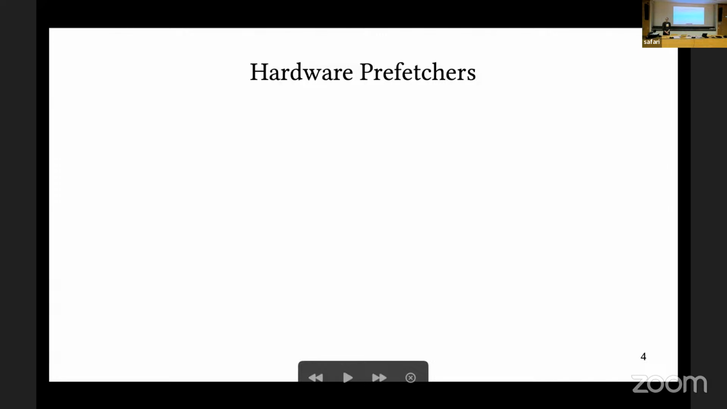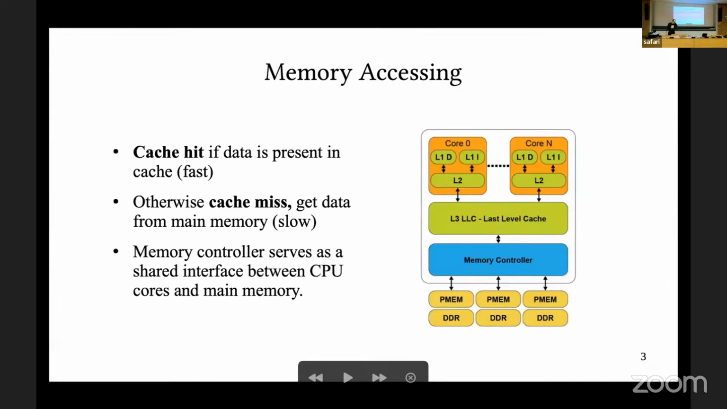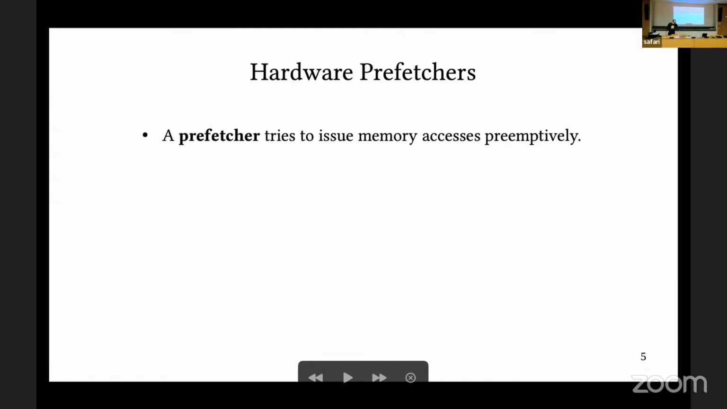So something a little more interesting are hardware prefetchers. These are units in hardware, like the name says, that try to execute data loads before they're actually used by the processor, so that once the processor needs the data, it's going to be a cache hit instead of a miss. So pretty much this.